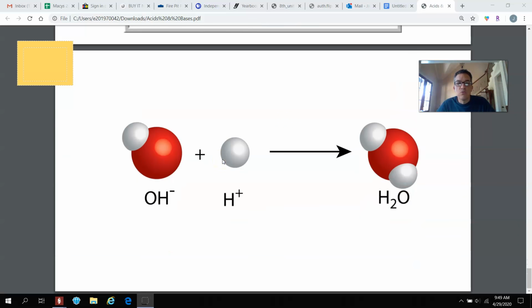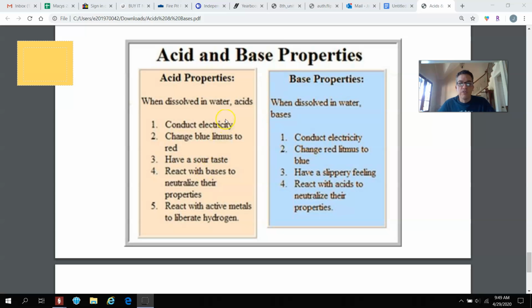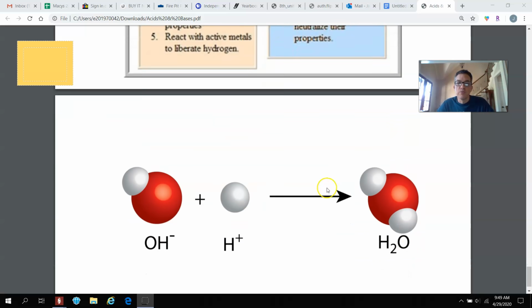So lastly, what happens when we mix an acid and a base? If we go back to thinking about what these things are, bases have hydroxides, acids have hydrogen. If we mix these things together, you'll see that we get water. And we call this a neutralization reaction. And so if we go back up here with these properties, we see a number 4 on both of these sides. It says these react with bases to neutralize their properties, and bases react with acids to neutralize their properties.